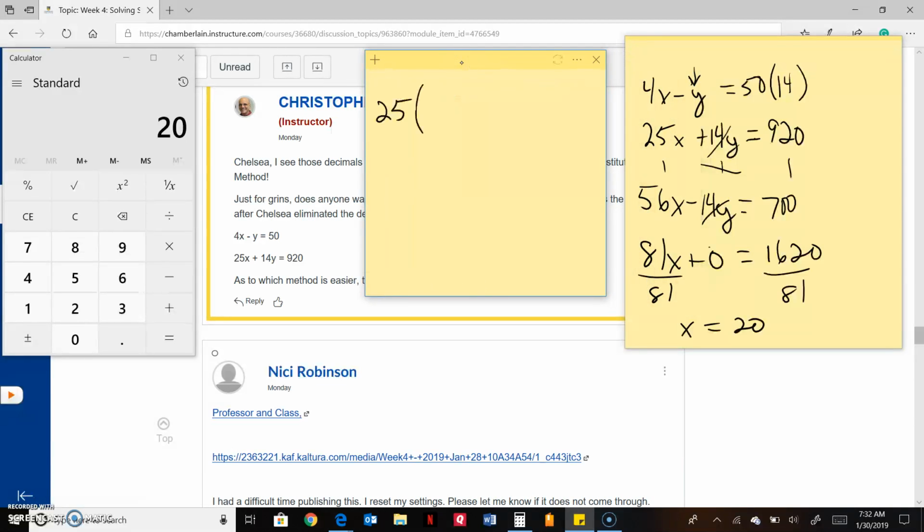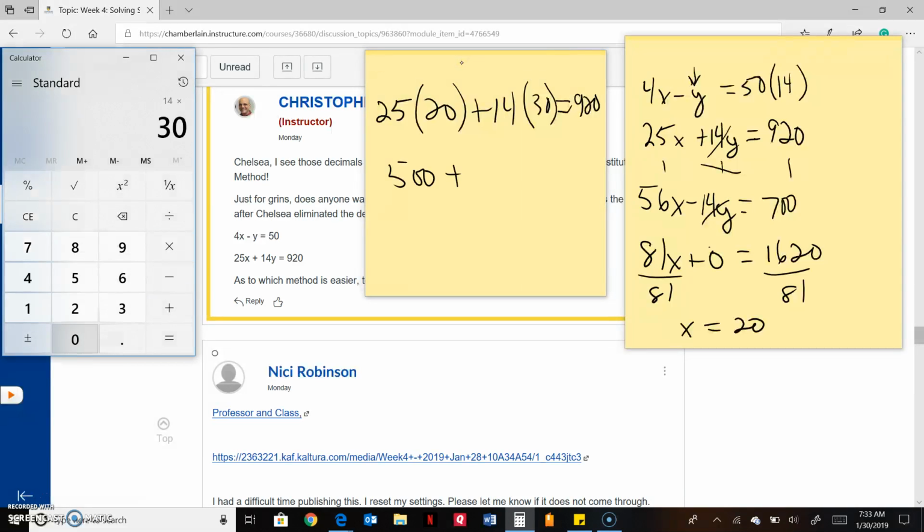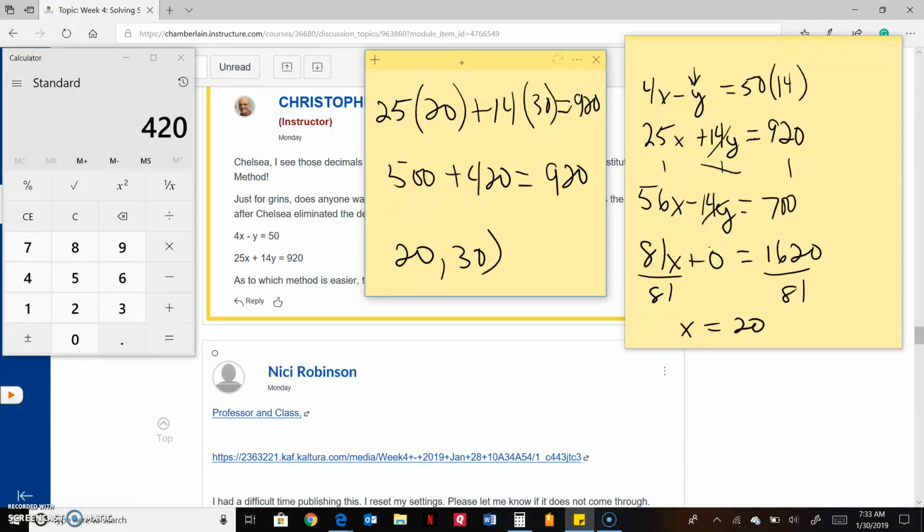25 times 20 plus 14, y was 30, equals 920. 25 times 20 equals 500, plus 14 times 30 equals 420. That does equal 920. So our solution set was 20, 30. That is how you solve using system of elimination.